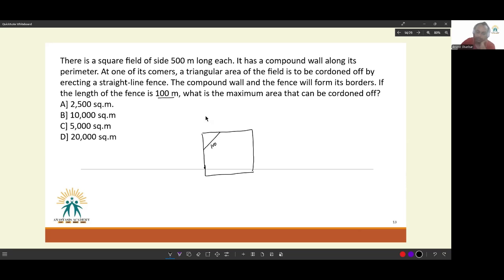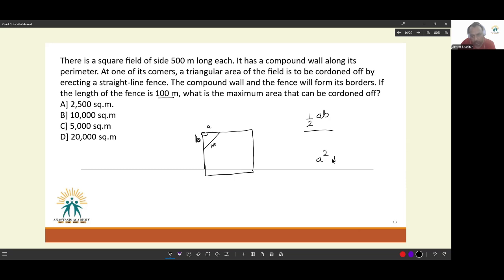This is 100. This is A. This is B. This is 90 degrees. Now, the hypotenuse of this triangle is 100. I need the maximum value of half AB. Maximum area is needed, half AB.